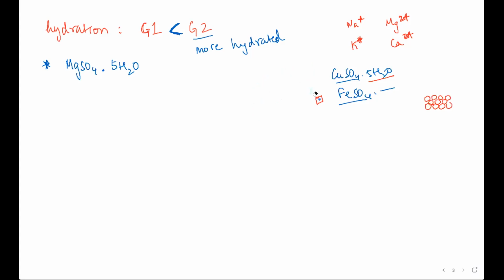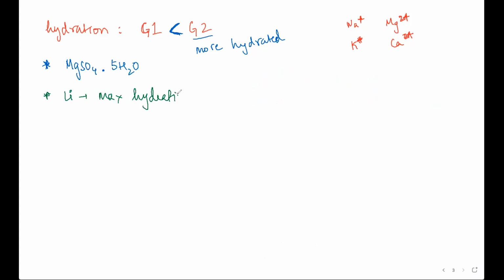Because group 2 has higher hydration than group 1, a lot of group 2 salts are more hydrated as compared to your group 1 salts. And within group 1, lithium salts show the maximum hydration. For example, we have LiCl dot 2H2O. As compared to sodium and potassium salts, you don't see them hydrated. Your table salt, you just write it as NaCl. You don't see NaCl dot some H2O. You don't come across it.